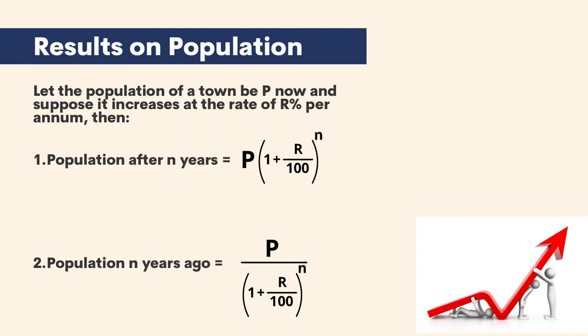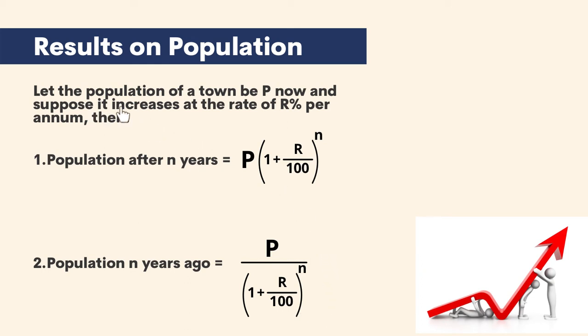This concept is basically related to compound interest. But the concept is saying, let the population of a town be P now, and suppose it increases at the rate of R% per annum, then the population after n years will be this. You can use this formula directly. And this is the formula for the population n years ago.